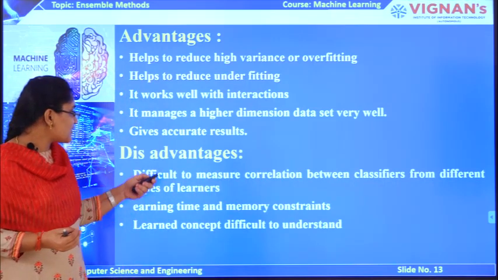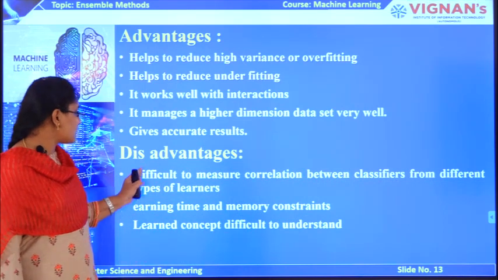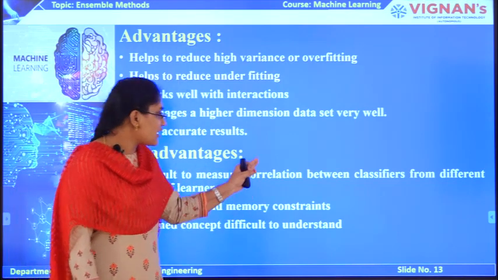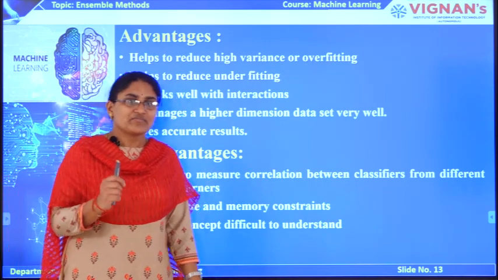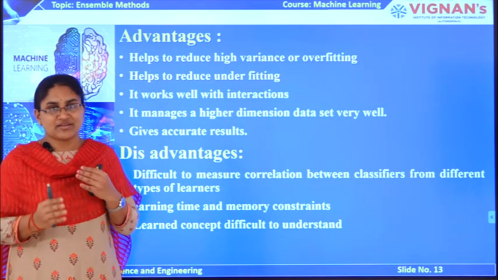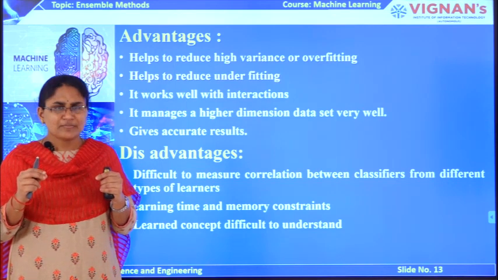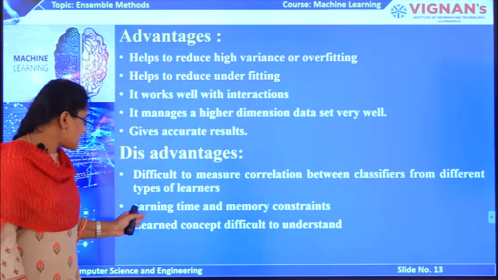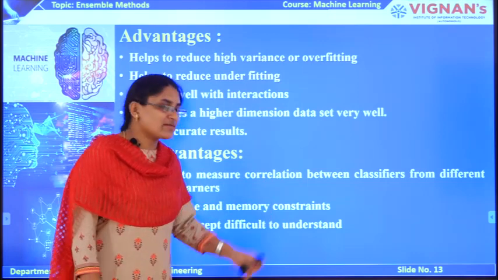Now let's see some of the disadvantages of the ensemble methods. One of the disadvantages is that it is difficult to measure the correlation between classifiers from different types of learners. Here the correlation may occur between one classifier and another classifier. Why? Because here we are learning from different types of base classifiers.